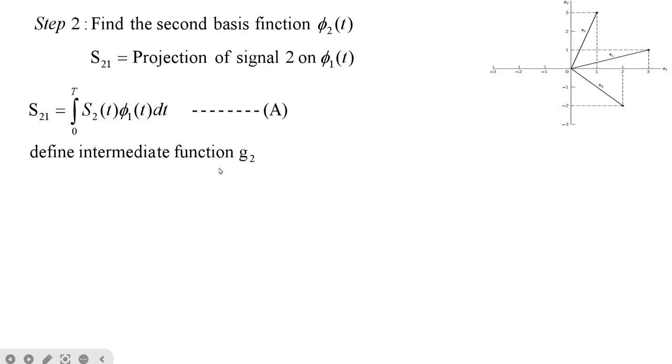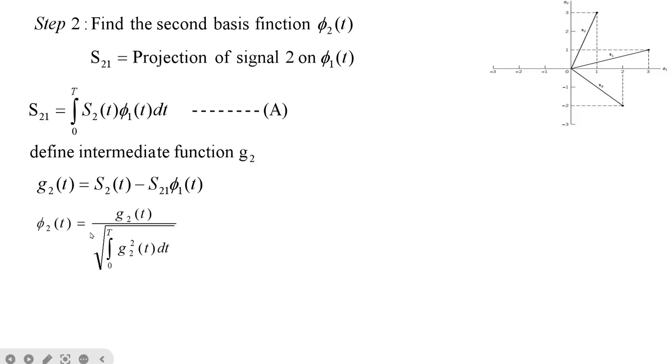Now we have to define an intermediate function G2. So G2 of t is equal to capital S2 of t minus S21 into phi 1 of t. Now we need to find out the value for phi 2 of t. So phi 2 of t is G2 of t divided by the square root of integration 0 to T of G2 square of t dt.